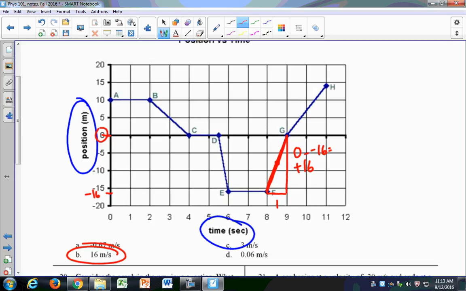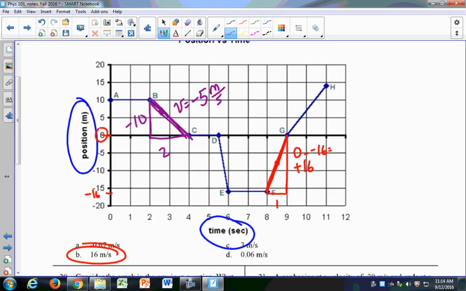What if I gave you a different one? Like, what if I said at 2.5 seconds? Well, at 2.5 seconds, it would be right here. I would find the slope there. It would be rise over run. Rise is 10. It's actually negative 10 divided by 2. And so this velocity would be negative 5 meters per second. What would it be at 4.5 seconds? At 4.5 seconds, what is the slope? 0.